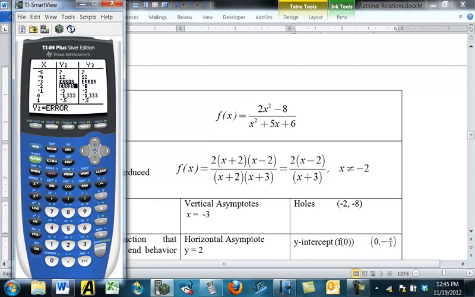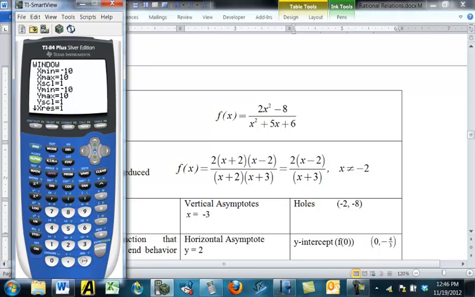I'm not sure what window is going to be good here. Let me start with Zoom Standard. Actually, I don't need both of these anymore. So let me just get rid of this one here. Let me just turn it off. And graph. Okay, that's not a bad window. We might want to zoom out just a little bit.